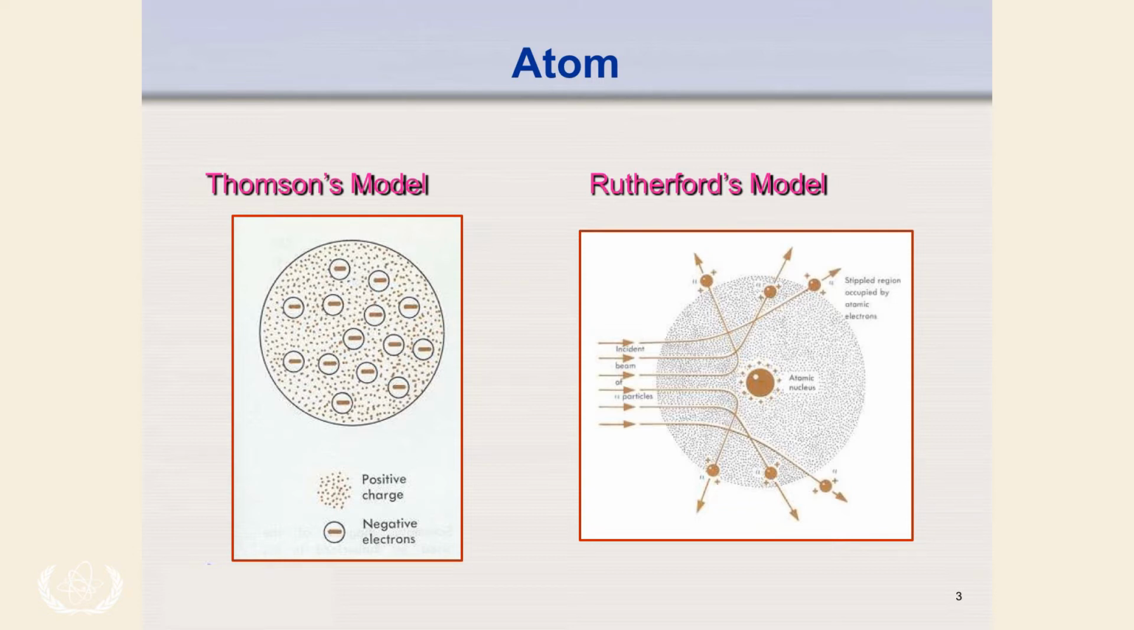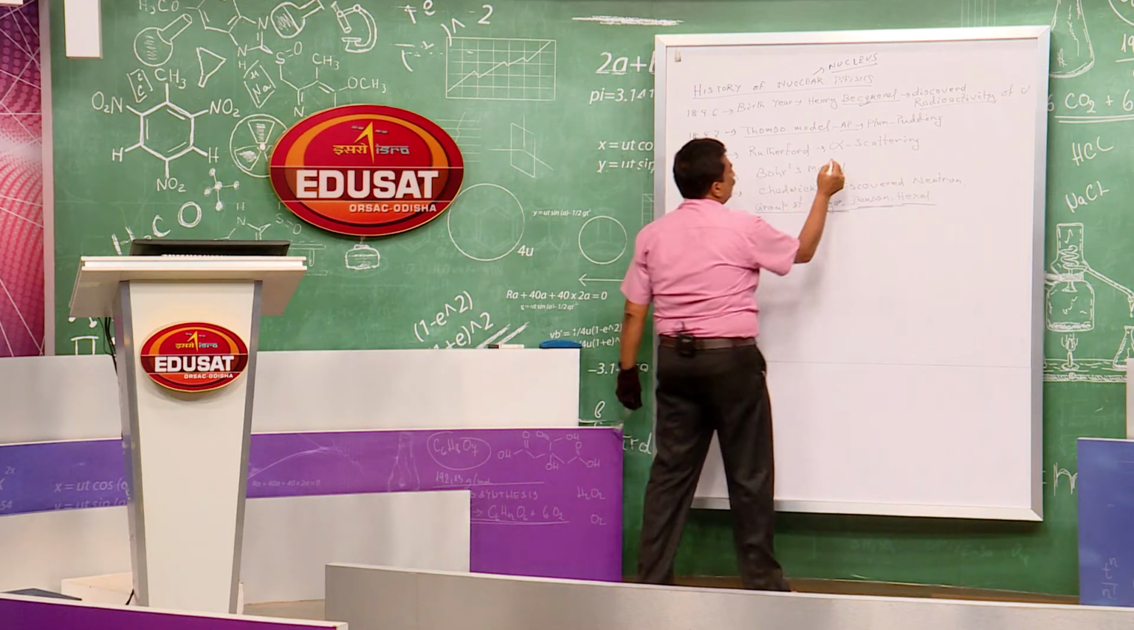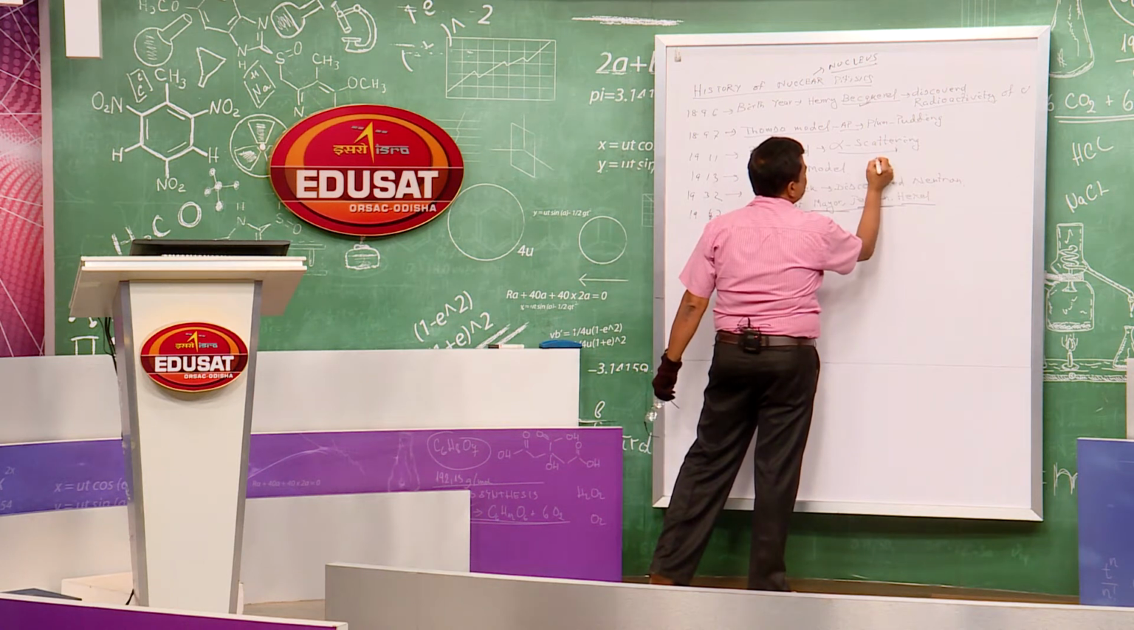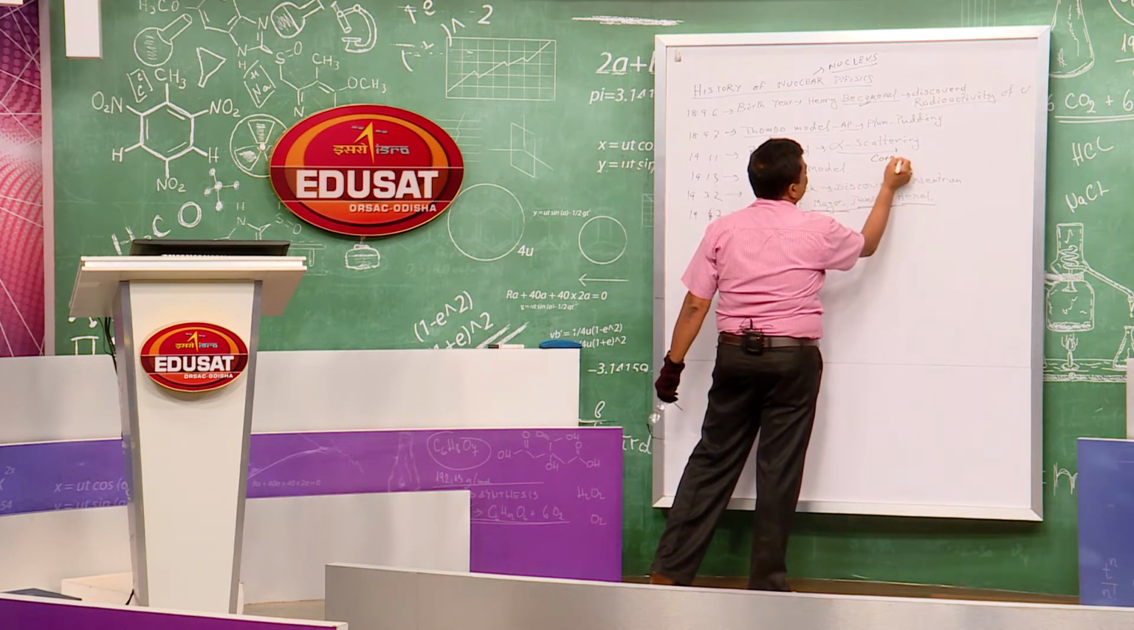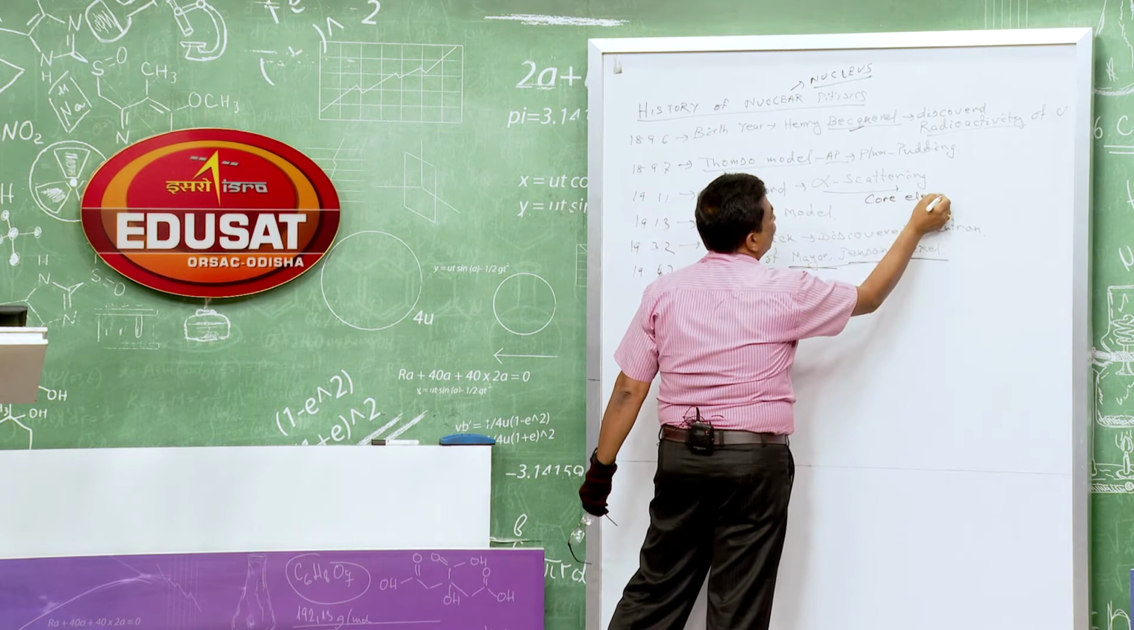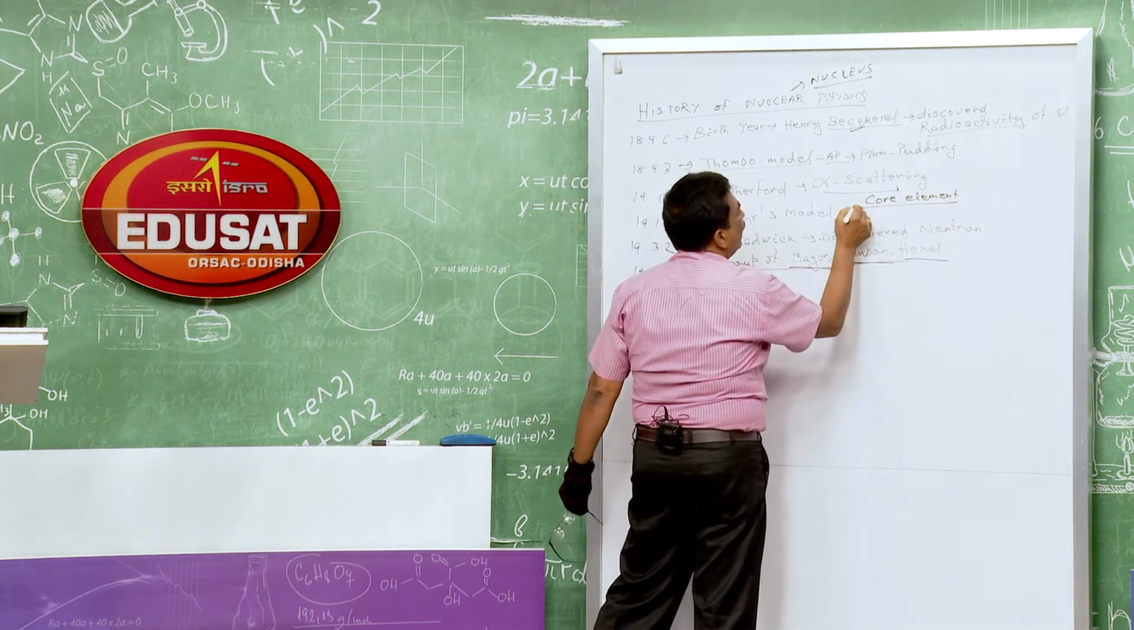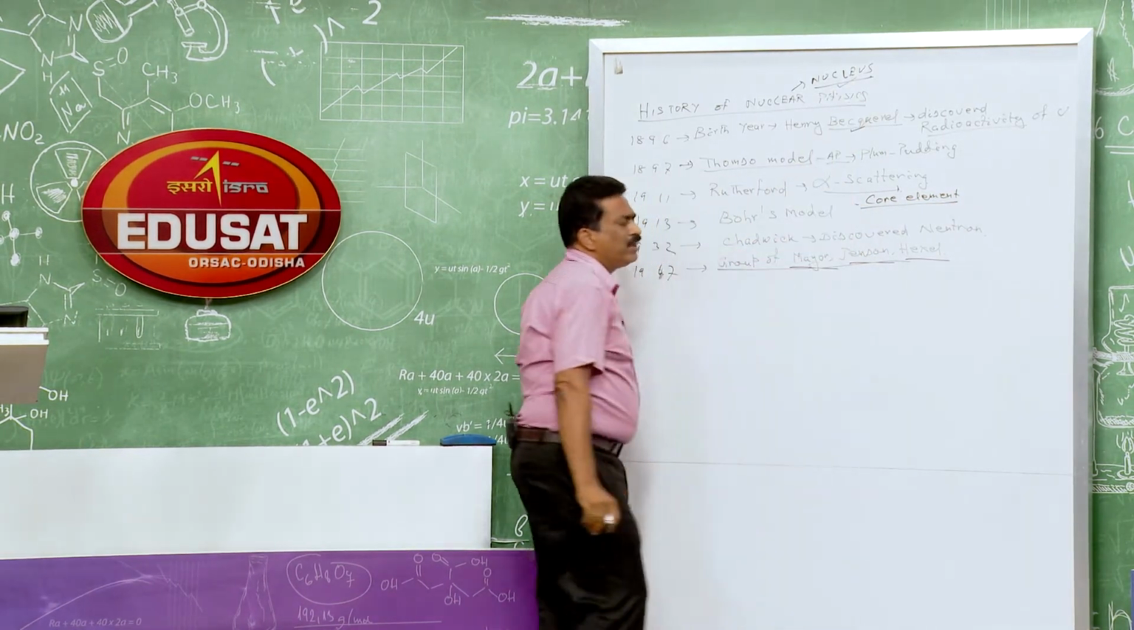In Rutherford's alpha scattering model, it showed that when tens of thousands of alpha particles come towards the atom, very few, only one to two alpha particles, return. The scattering of those alpha particles shows that the central part is the core element, and that core element is later known as the nucleus.